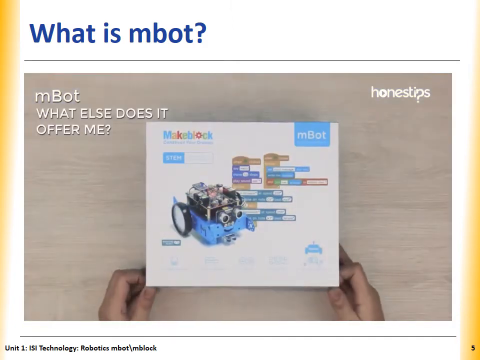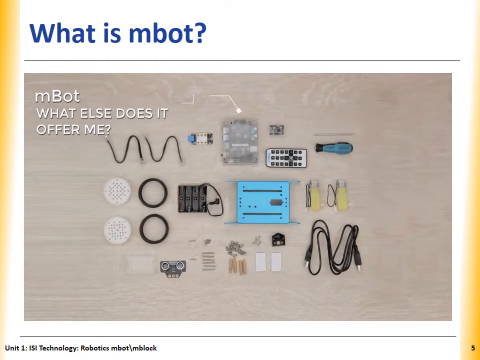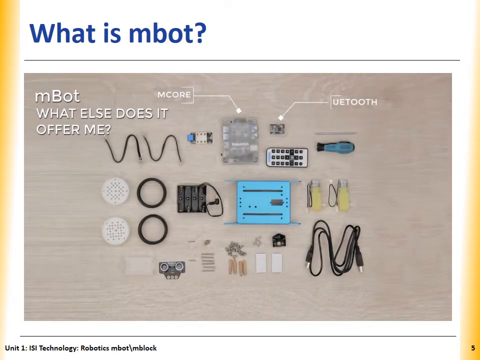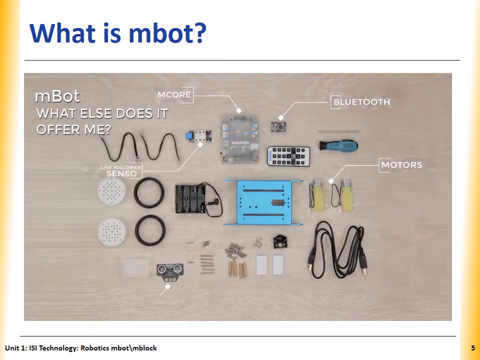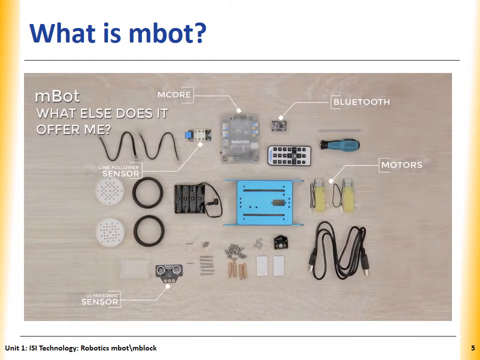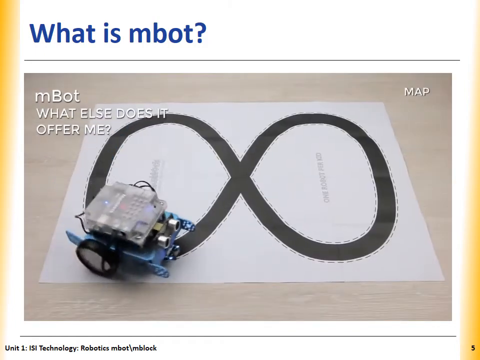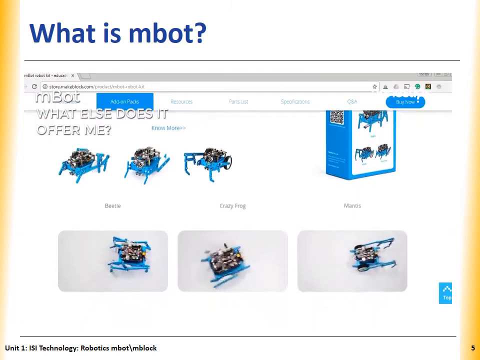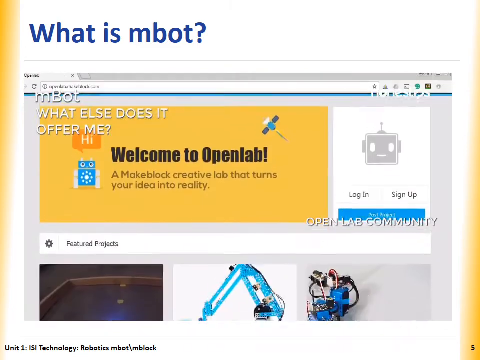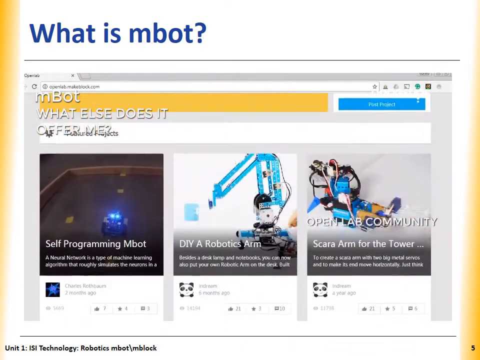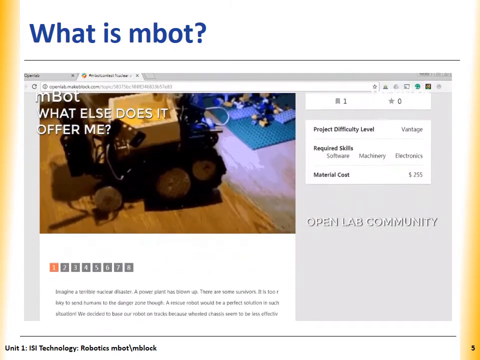The mBot kit consists of more than 60 pieces. Among the main ones are an M-Core card, a Bluetooth chip, 2 motors, a line follower sensor, and an ultrasonic proximity sensor. It comes with an instruction manual and a map in the shape of a figure 8. The mBot is expandable with additional kits to assemble other robots. In Open Lab from the Makeblock website, you will find a community of users with projects and guides to recreate them.